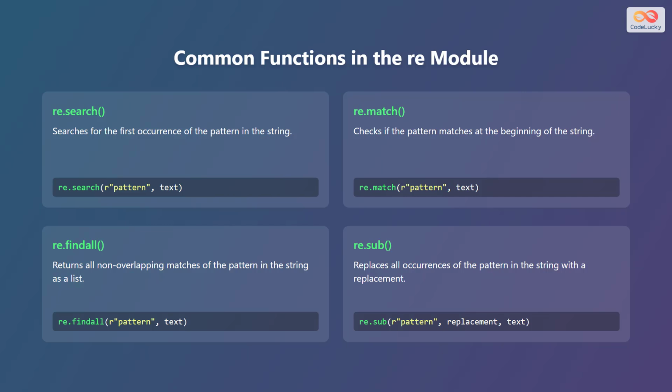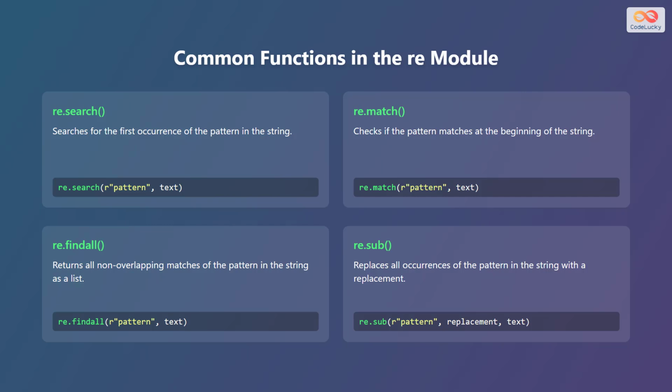Next, we have re.match. This function checks if the pattern matches at the very beginning of the string. If the match is at any place other than the beginning of the string, it will return None. For example, re.match(pattern, text).